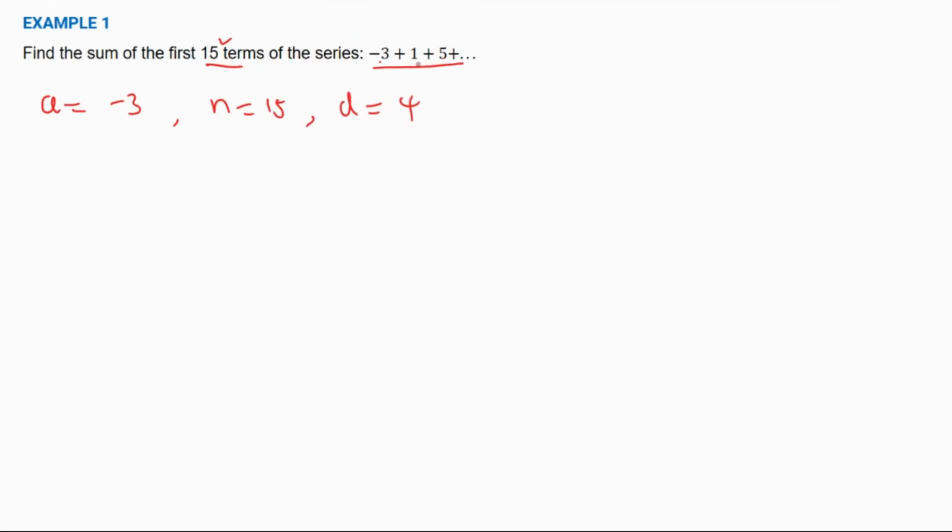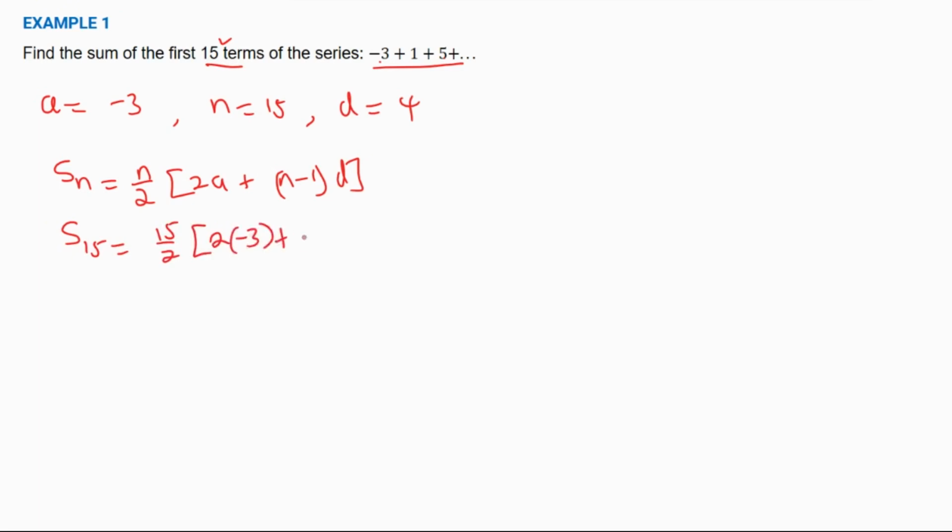Since it is an arithmetic series, we're going to use the arithmetic series formula. So Sn is equal to n over 2, then 2a plus (n minus 1)d. Right. And then let's substitute what we have. We're finding the sum of the first 15 terms. So this means we're finding S15, which is going to be 15 over 2, and then 2 times a, 2 times -3, and then plus n minus 1, which is 15 minus 1, and then the common difference is 4.